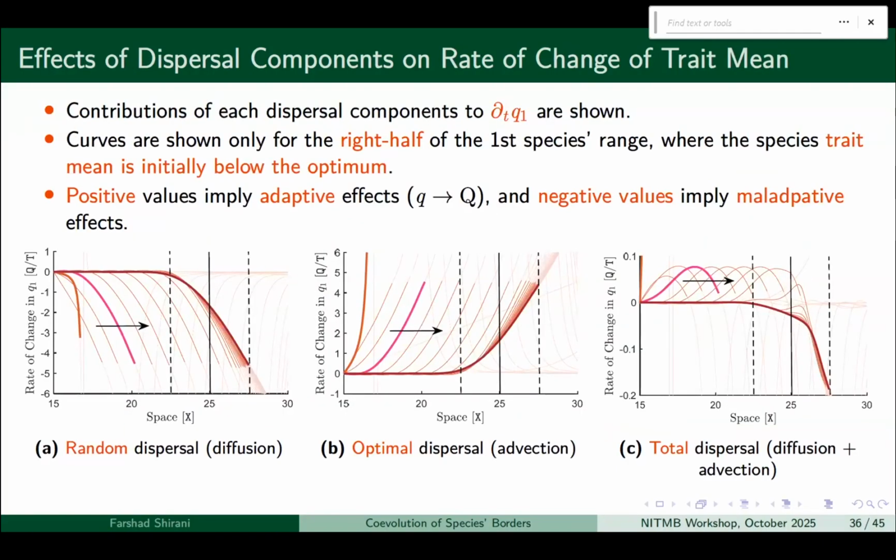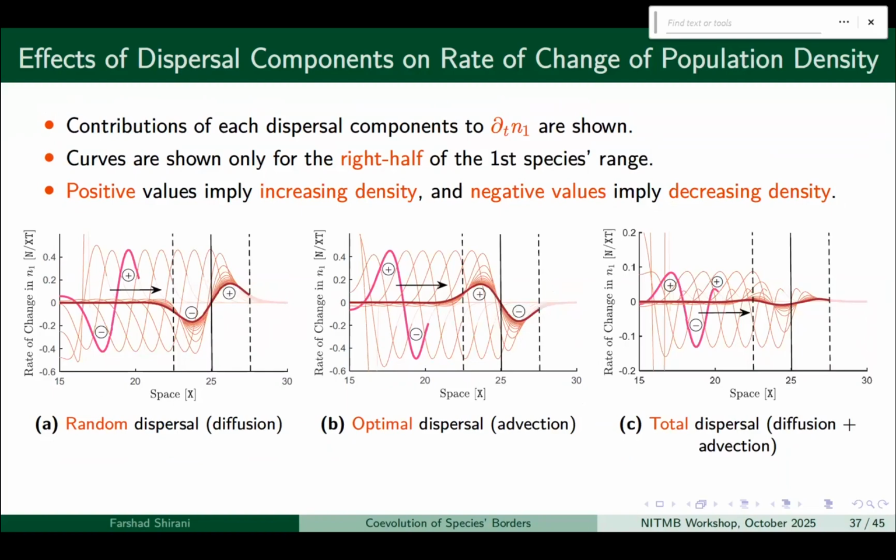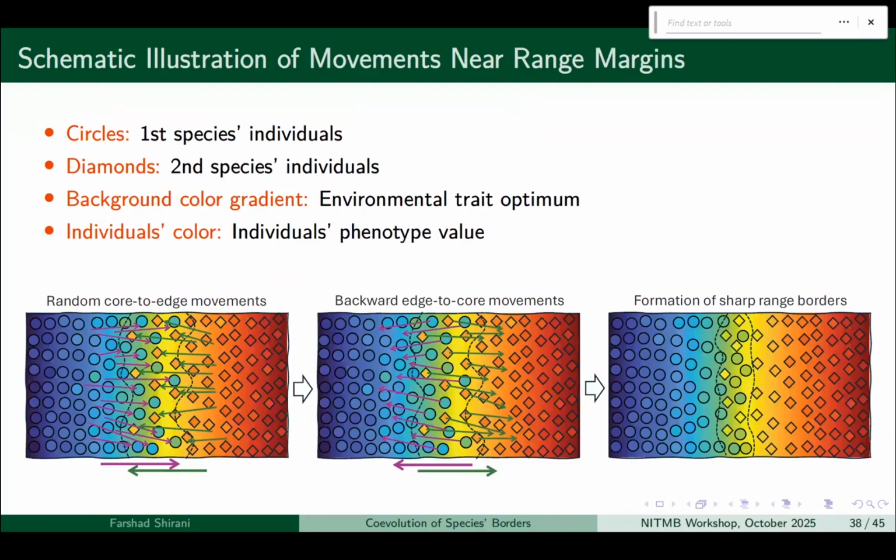We did some calculations to make sure that this adaptive dispersal is really creating adaptive gene flow, by measuring the effects of different dispersal components on the rate of change of the trait mean, as well as the rate of change of the population density. I'm not going to go into the details, but let me just tell you what happens in this cartoon.